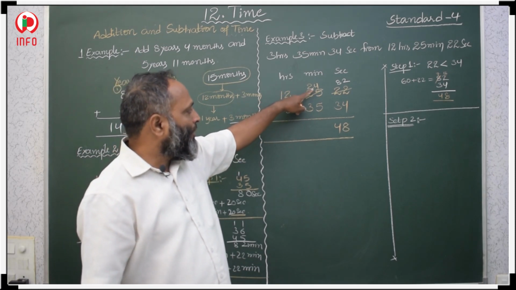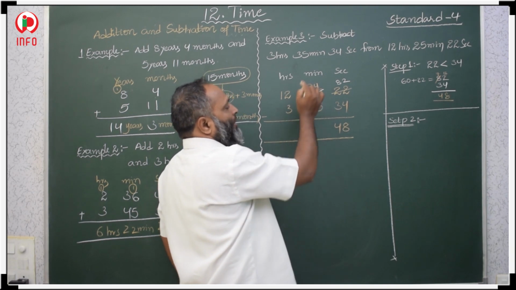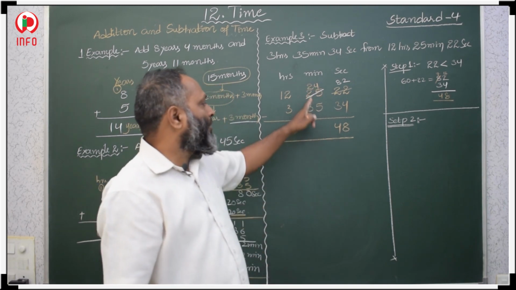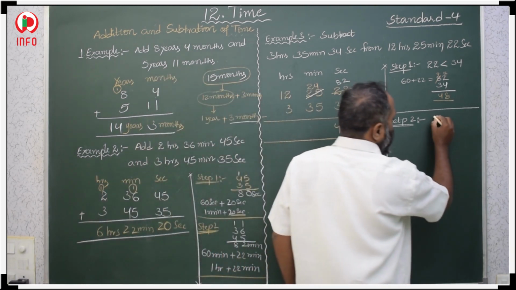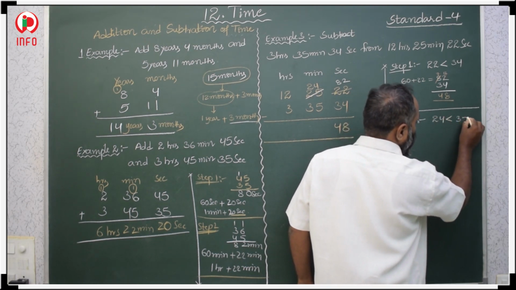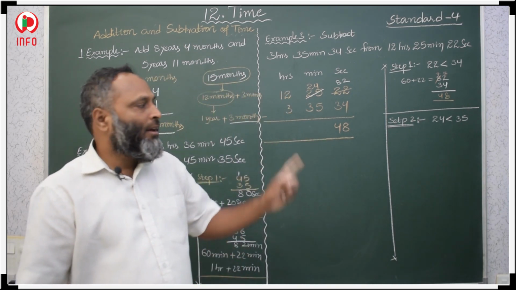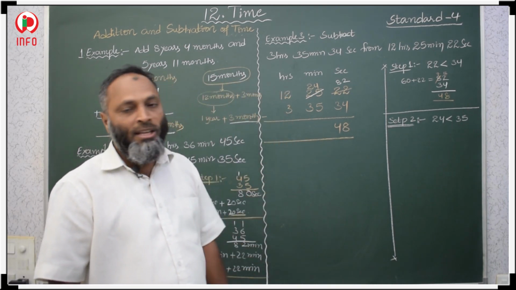Then in step 2, subtract the minutes column. Here 24, do not take this 25, 25 we borrowed means we get 24 now. 24 minus 35, we cannot subtract, because 24 is less than 35.